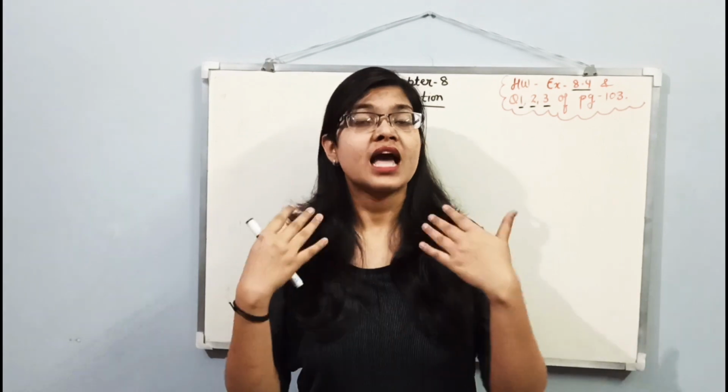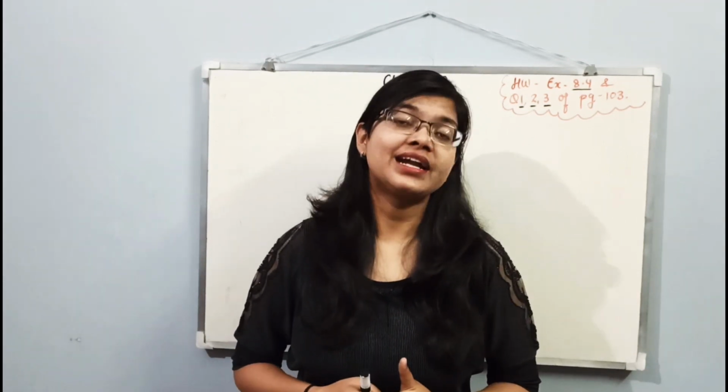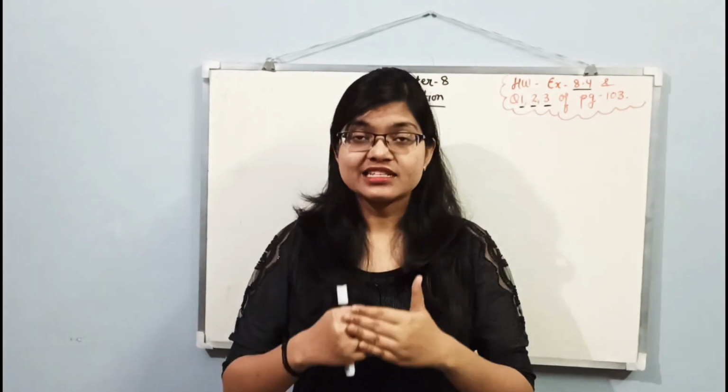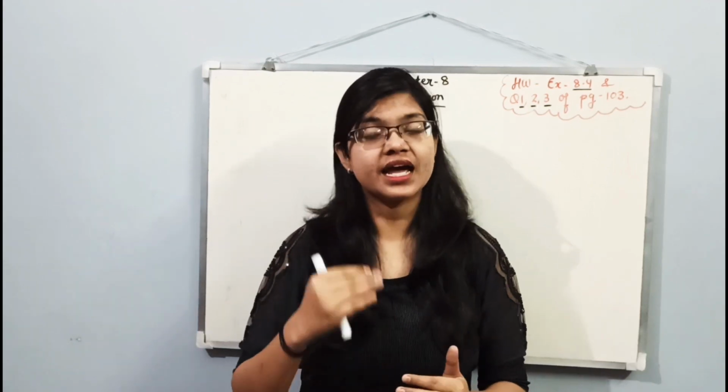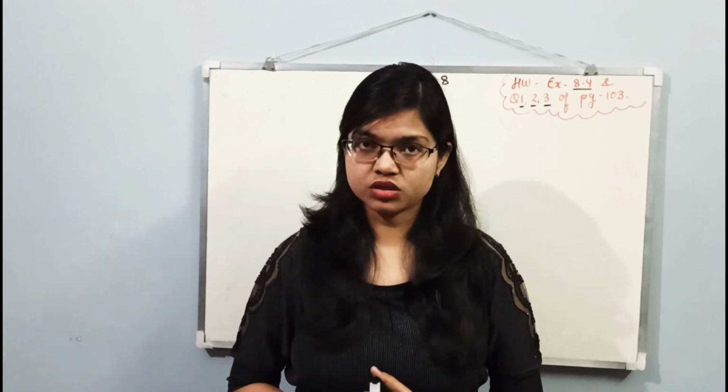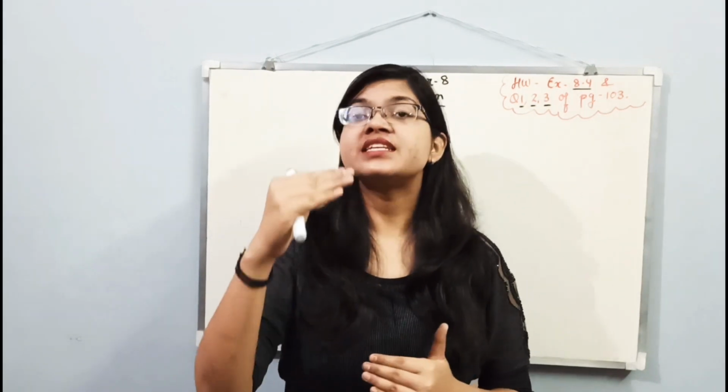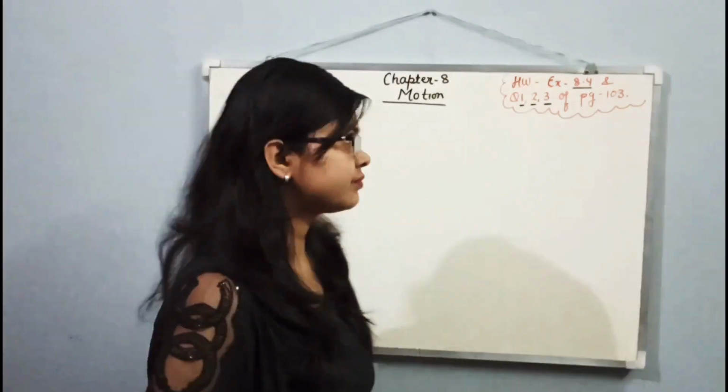Let's suppose I'm moving on the road and the red light turns on. So what I'll do, I'll slowly decrease my speed. And when the green light turns on, I'll start with 0 velocity and I'll start increasing my velocity. So this increase in the velocity and decrease in the velocity is known as acceleration. Today our topic is acceleration.